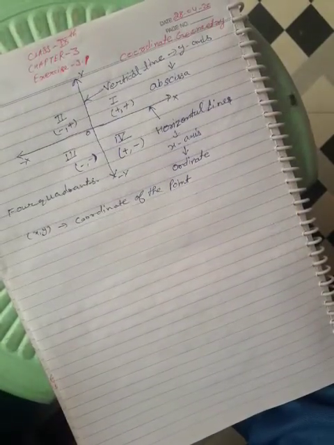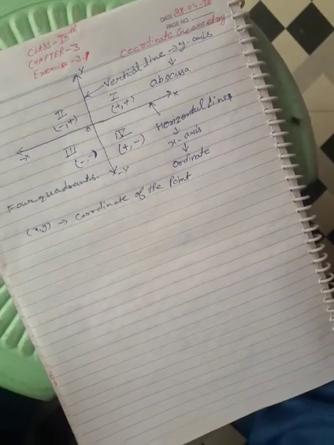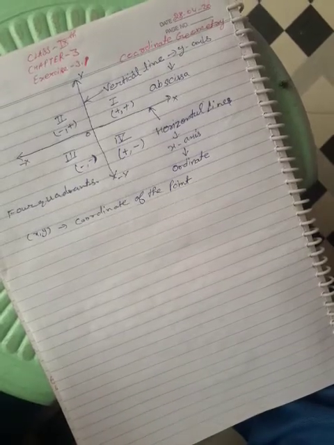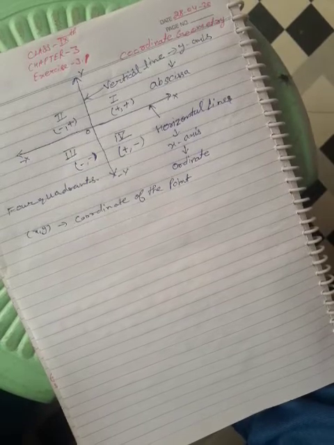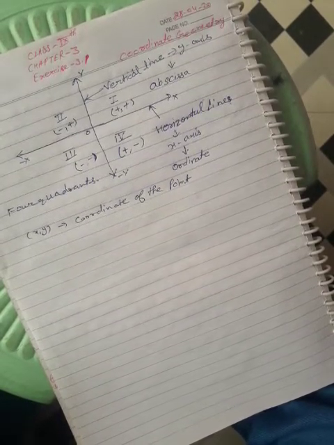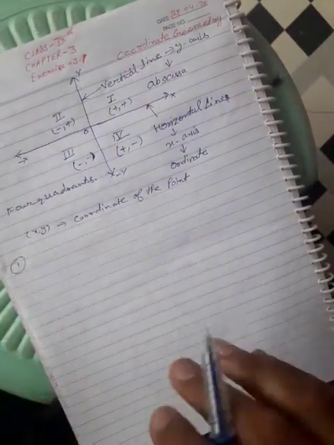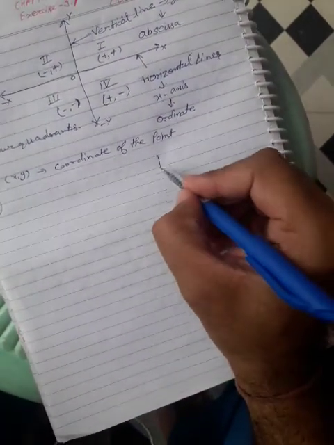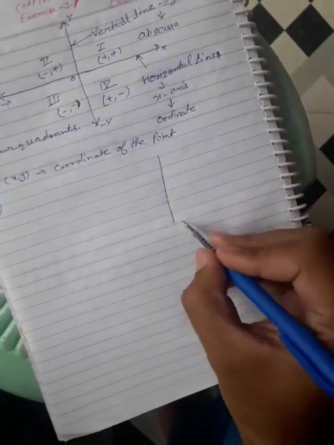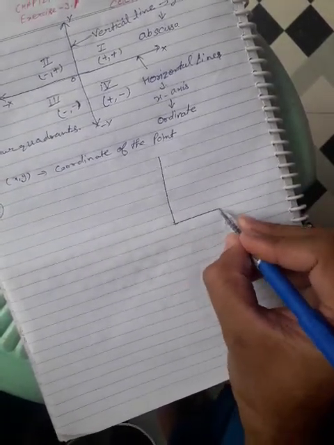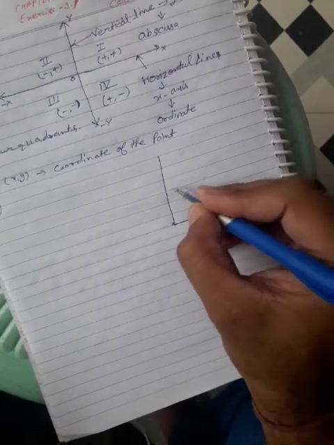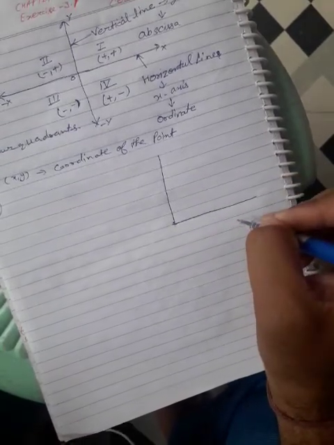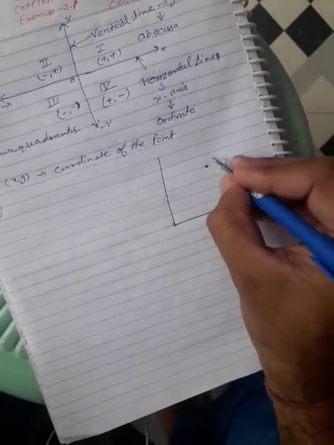Now the exercise. The first question we have: how will you describe the position of a table lamp on your study table to another person? We have to describe a study table. We have to make this and this. This is the table, and here the lamp will be.